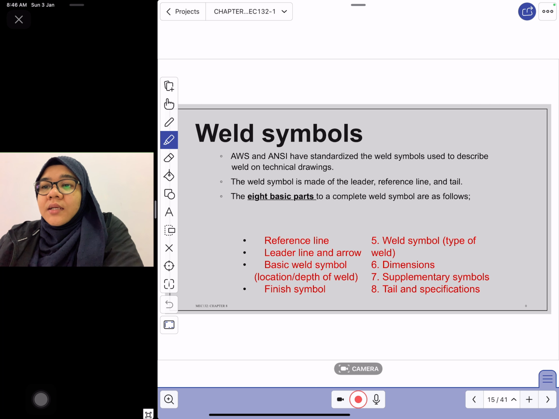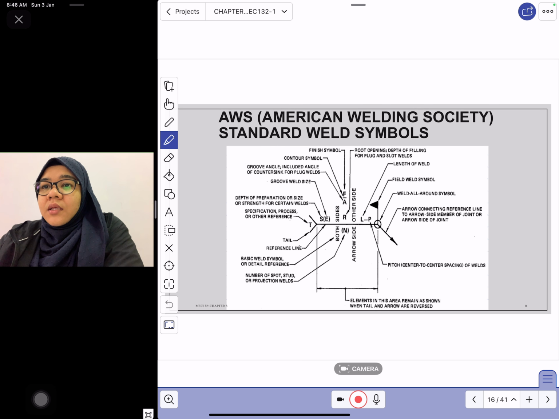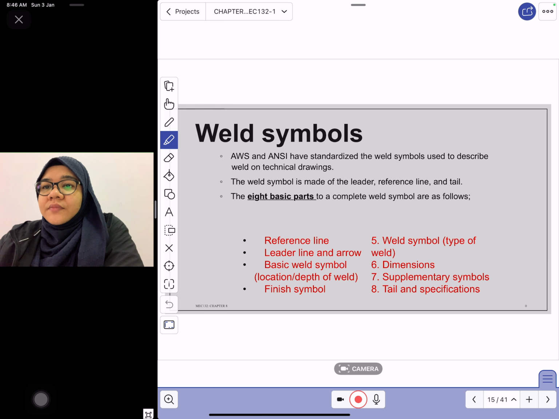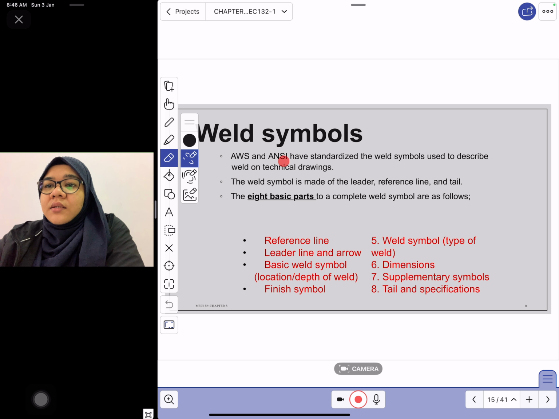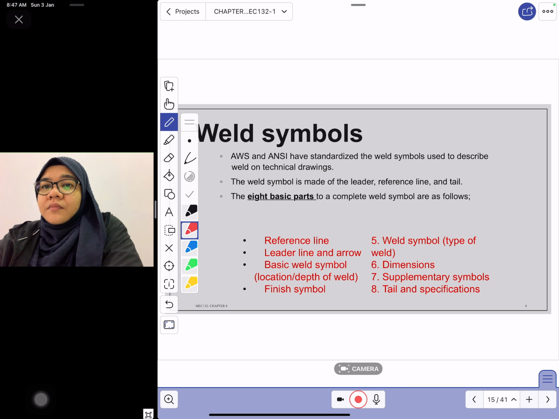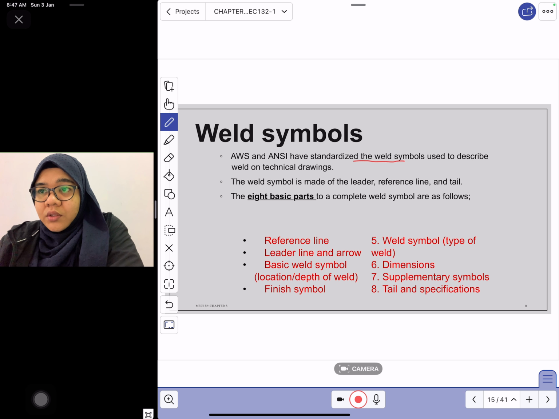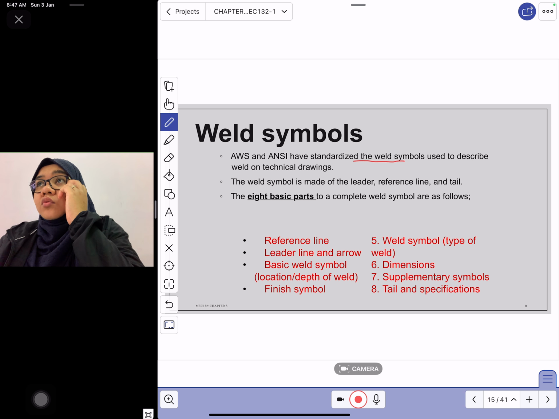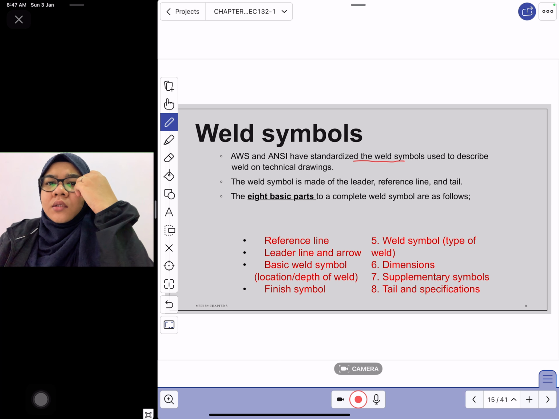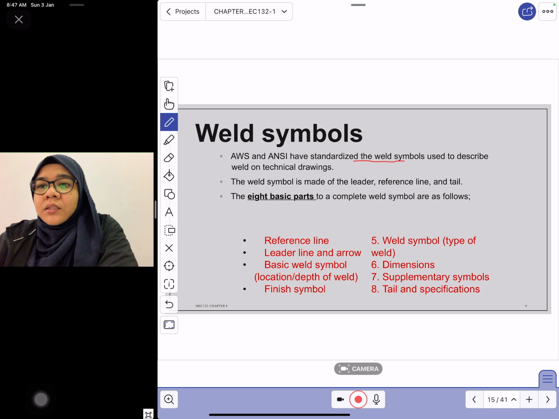Okay, next, welding symbol under AWS. Okay, American Welding Society and NC. Yang ni pun kita guna dekat dalam CAD kan. Okay, the standard have standardized the weld symbol used to describe weld on technical drawing. Of course lah, dia kena standardize lah. The whole wide world are using the same symbol so that kita boleh baca the drawing.